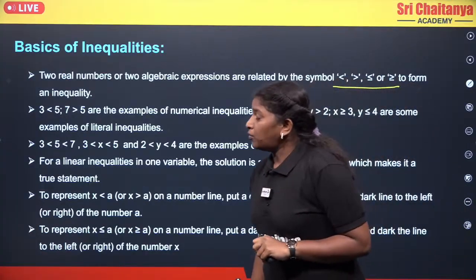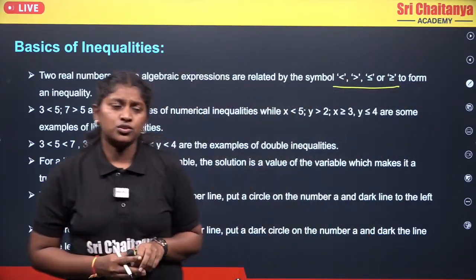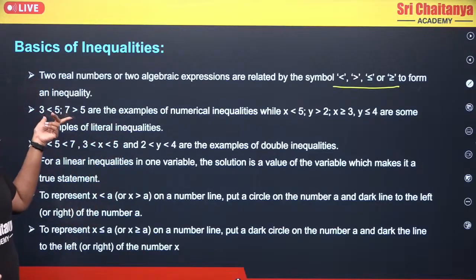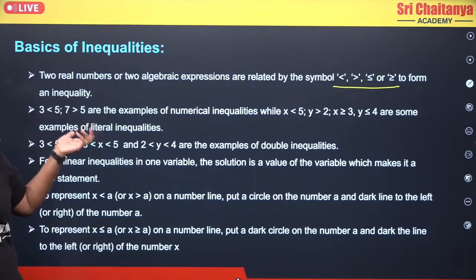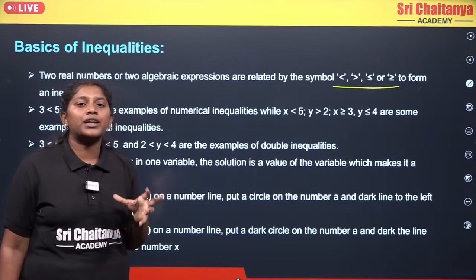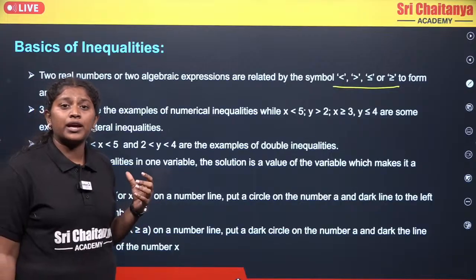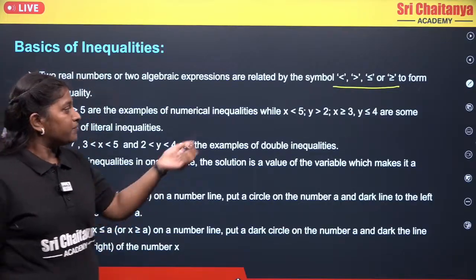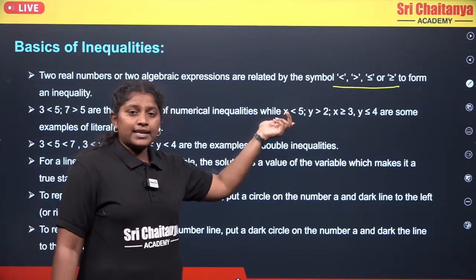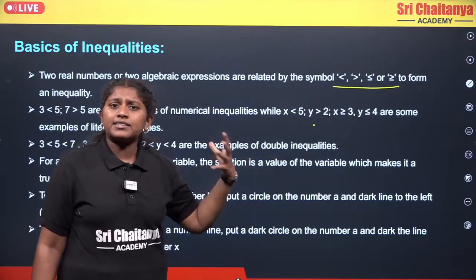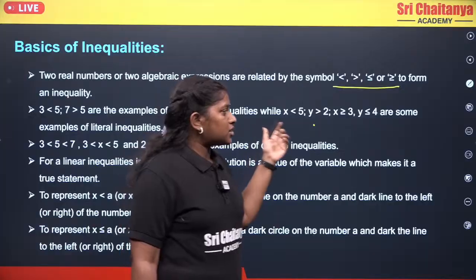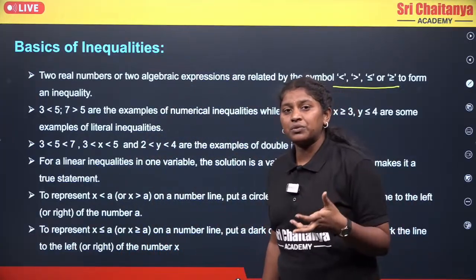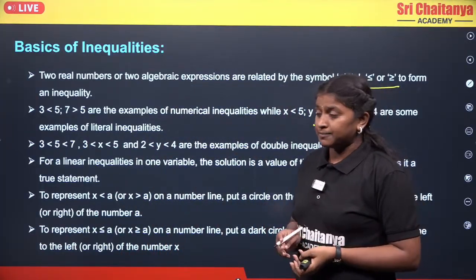Okay, now if you take an example, clearly we know that 3 is less than 5 and 7 is greater than 5. Such examples we can take. Those are nothing but numerical inequalities. In the same way, we can use variables and algebraic expressions to mention inequalities also, like x less than 5. It means x can be any value that is less than 5. Such inequalities we can mention with the help of variables.